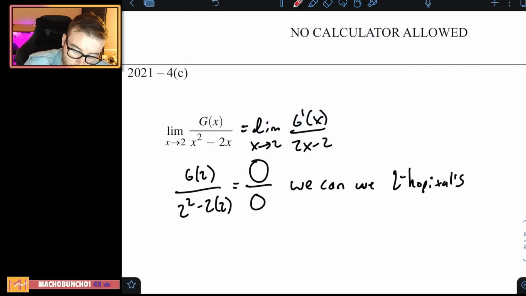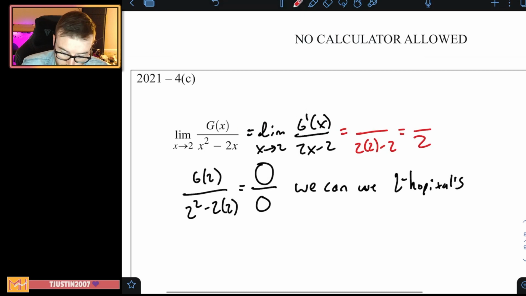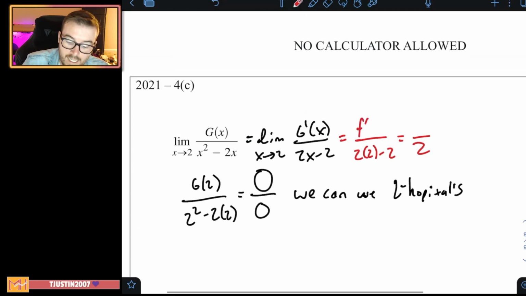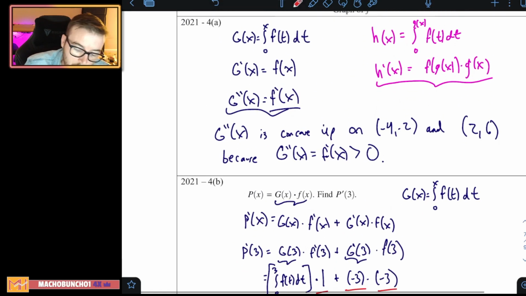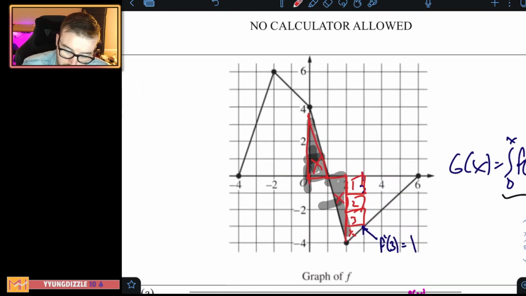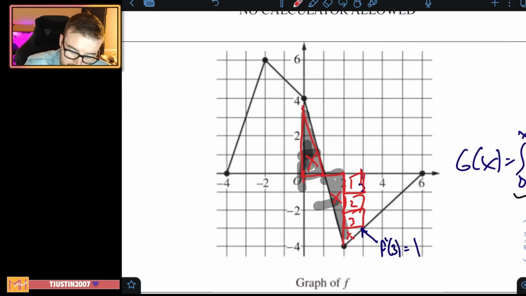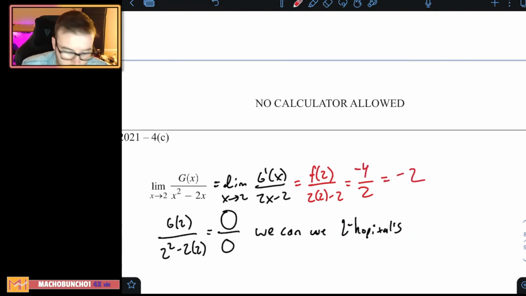So now when we plug in 2, 2 times 2 is 4, 4 minus 2 is 2, we get a denominator of 2, and g prime of 2 is equivalent to f of 2. Because again, we've said this now in all three parts so far. We keep referencing the fact that the derivative of this integral is just f, right? So what is f of 2? F of 2 is 4. Oops, that's f of 0. Apologies. F of 2 is negative 4. So f of 2 is negative 4. And if you want to do it all the way, you get negative 2.